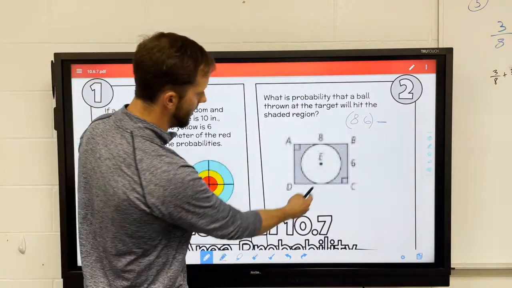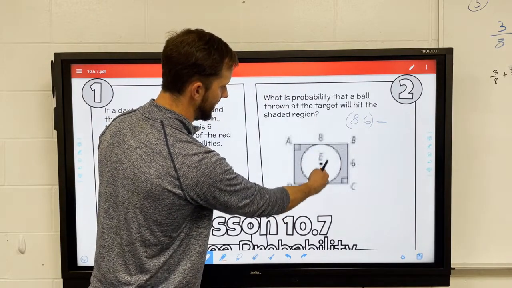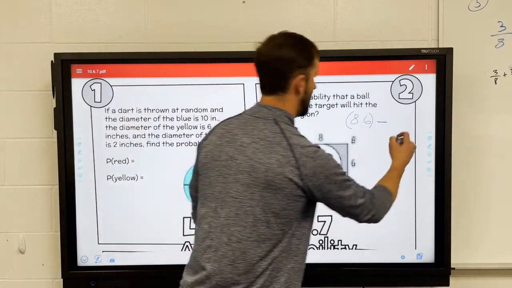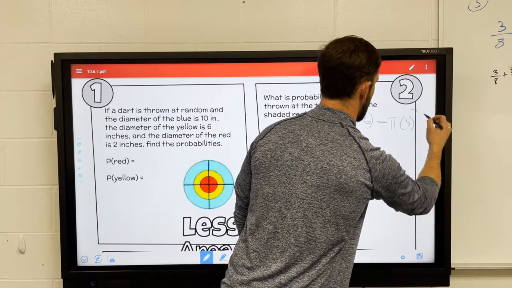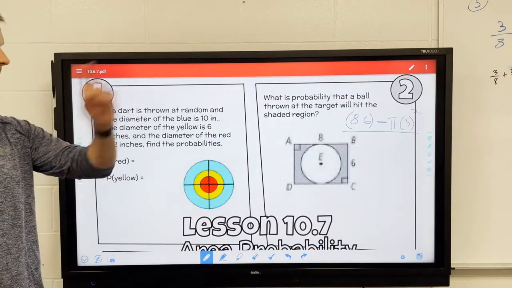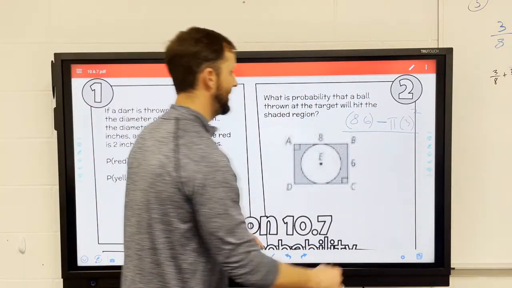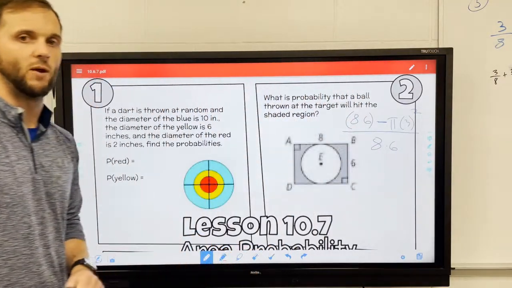If you look, all the way across from here to here is 6, so half of that gives me 3. So the area of my circle is pi times 3 squared, and then I'm going to divide all of that by the total area, which is 8 times 6. That's the total area of the rectangle.